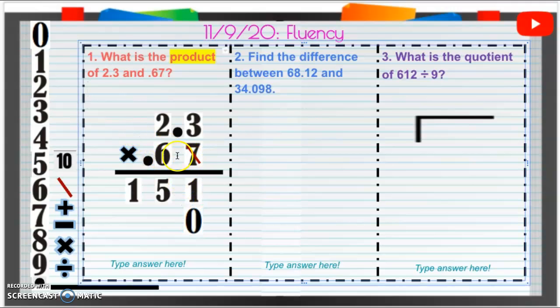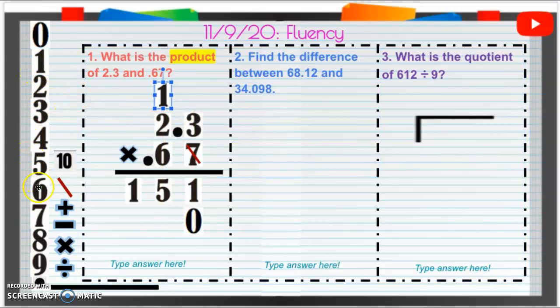6 times 3, well, I know that's 18, so I'm going to carry that 1, drop that 8. I know 6 times 2 is 12, plus 1 is 13. Now, what am I going to do with these two numbers? We are indeed going to add them up.